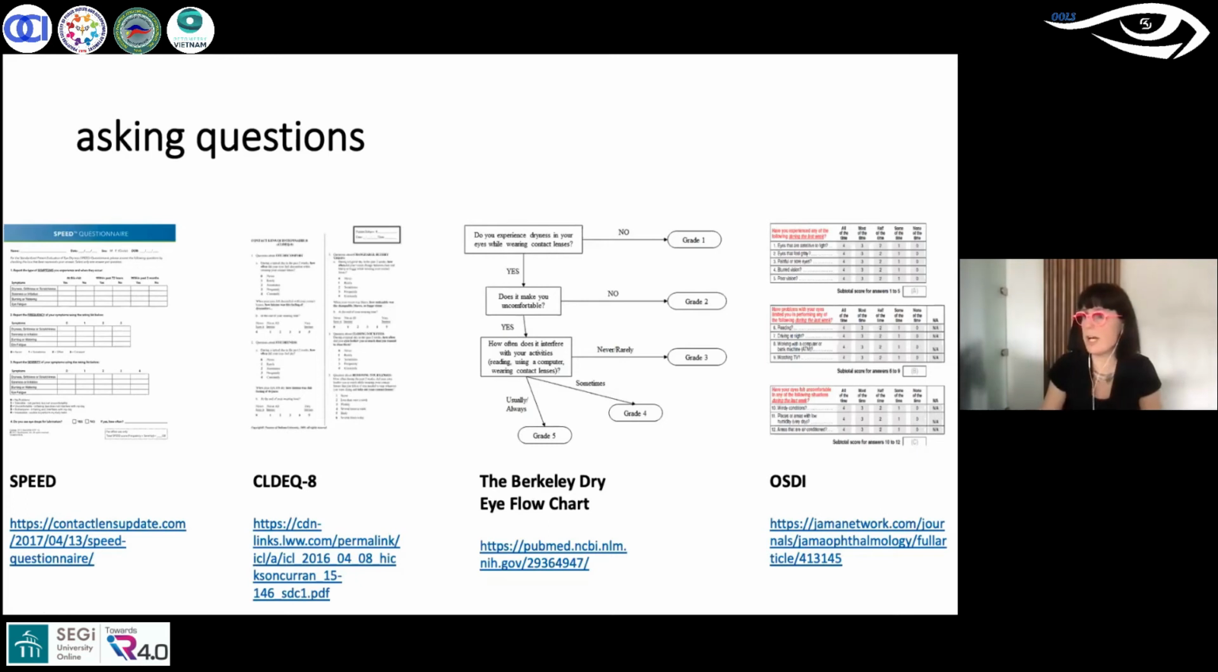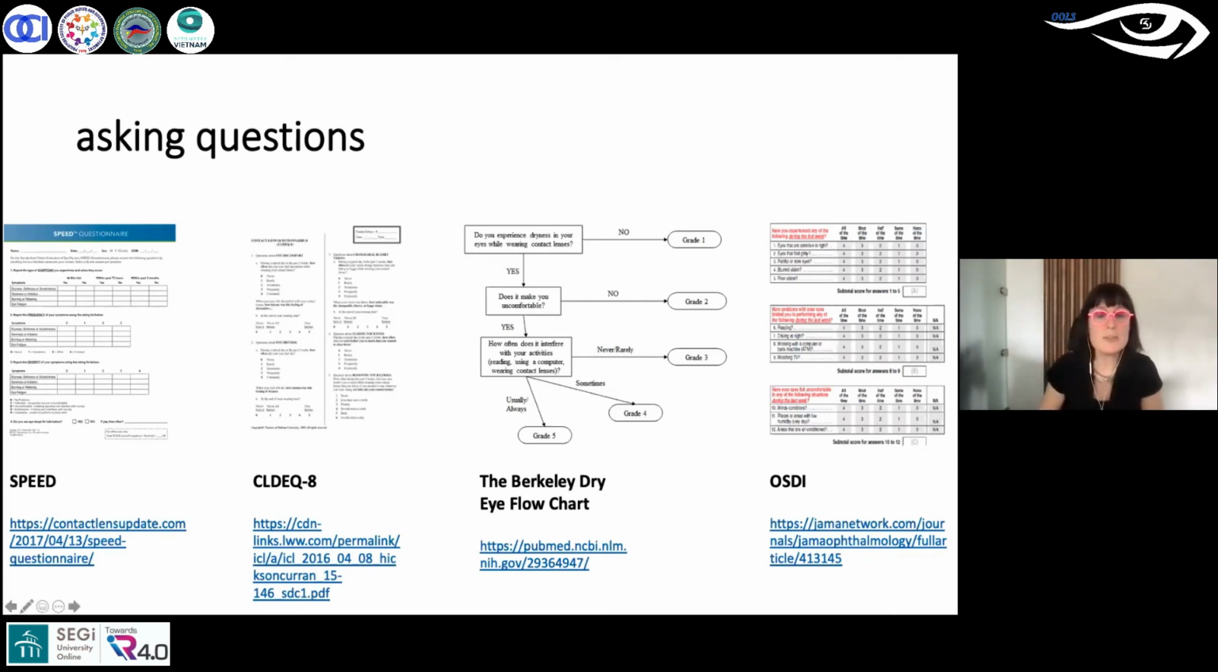The Berkeley dry eye flowchart, that's specifically designed for CLDE. It categorizes individuals into one of 5 CLDE categories based on the presence or the absence of dryness sensation during the contact lens wear, the perception of discomfort, and the frequency in which the dryness symptoms interfere with daily activities, for example, reading or using a PC.